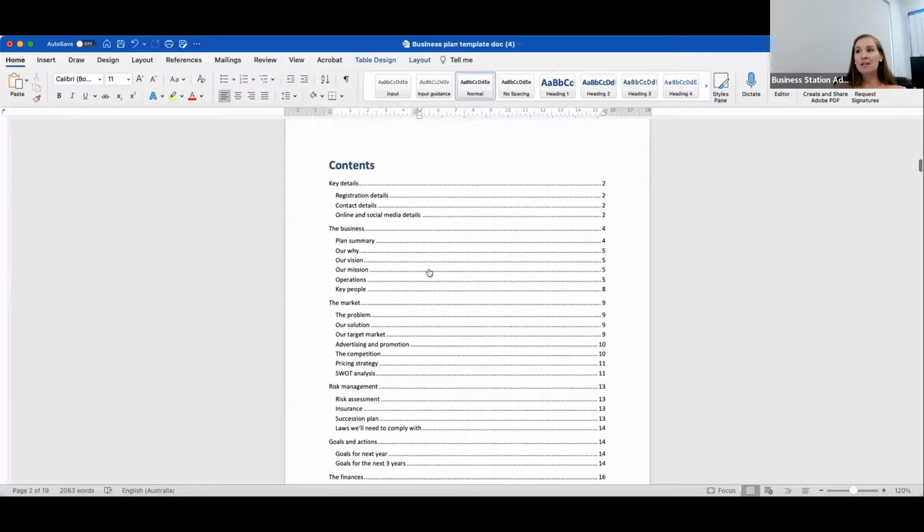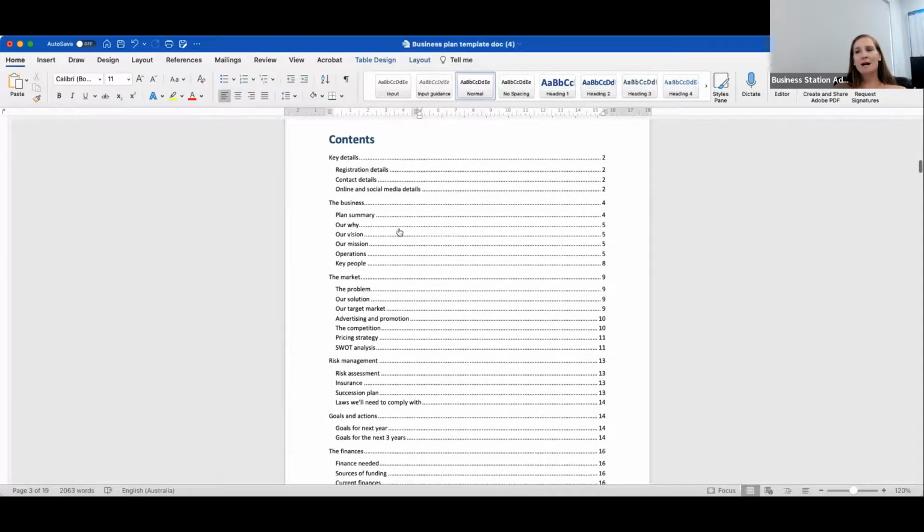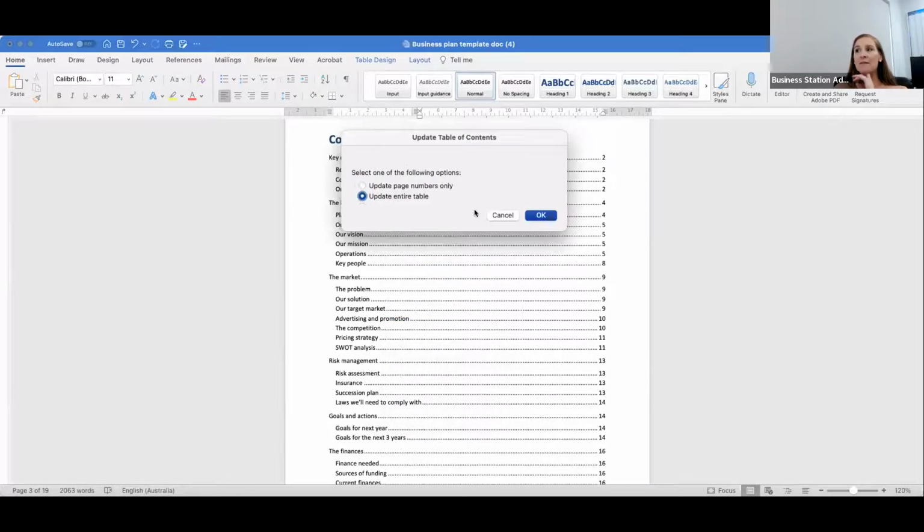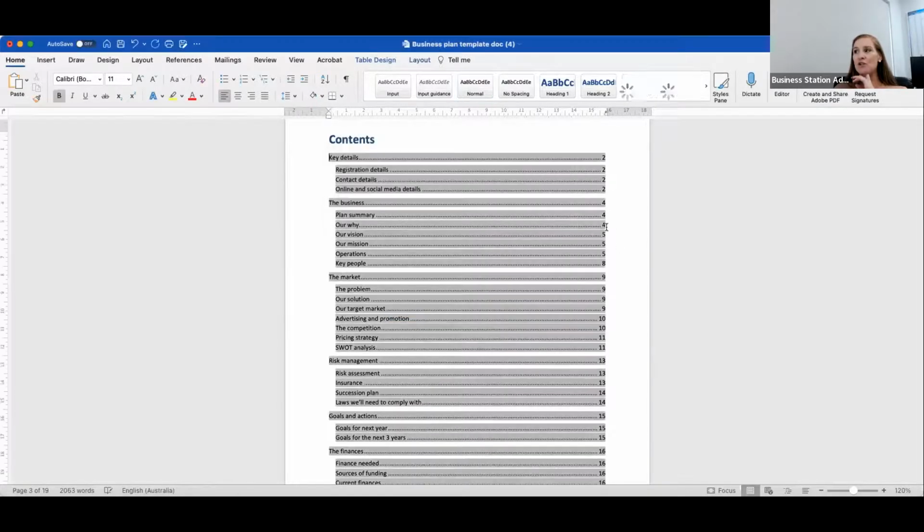Your contents page, this will update, so you can click to any of these sections, hover over it and click. As you're going, you'll need to update this. Your page numbers will change. Some of your headings might change. So once you've done a major change or added some content to your business plan, come back here, right click on it and go update field, and then update entire table, and that will just change any of the page numbers to make them relevant.